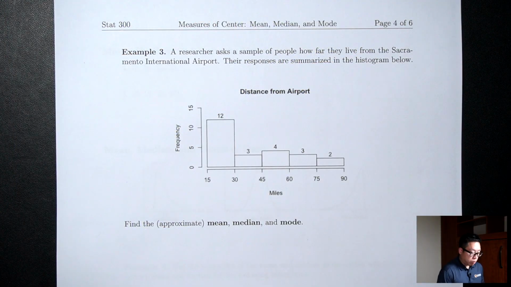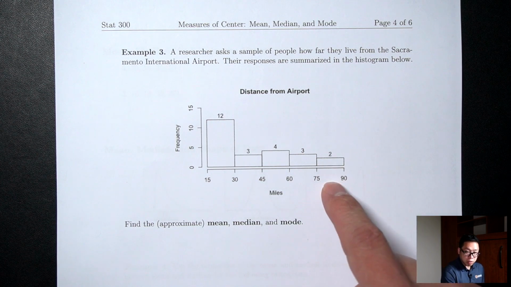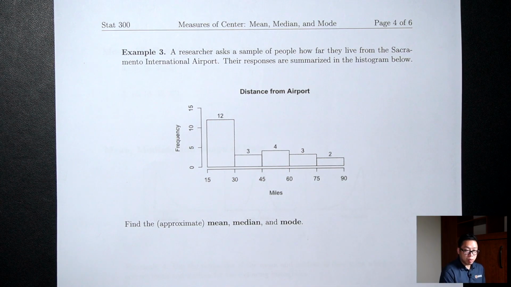Example 3. So we're given a histogram and we're asked to find the mean, the median, and the mode. How do you do this? Well, in the previous 2 examples, we already talked about how to find the mean, median, and mode from a table. So the idea here is go from your histogram to a table. Once you have your table, just do it like example 2 and example 1. So let's make a table.